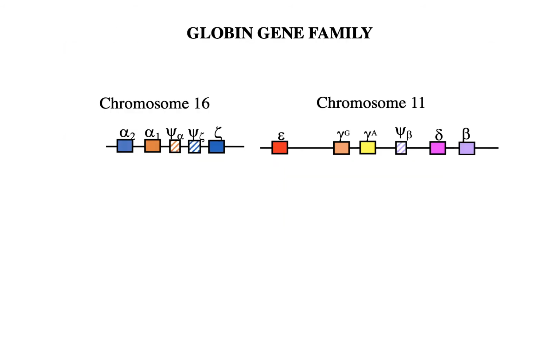Another multi-gene family that's been investigated a great deal is the globin gene family. And they've been investigated all the way from fish up to placental mammals. And there's actually a very interesting evolutionary story in that. So on chromosome 16 in humans, there are 5 globin and globin-like genes, including alpha 1, alpha 2, pseudo-alpha, pseudo-zeta, and zeta. And then on chromosome 11, there are beta and beta-like genes, including epsilon, gamma G, gamma A, a pseudo-beta, a delta, and the true beta.